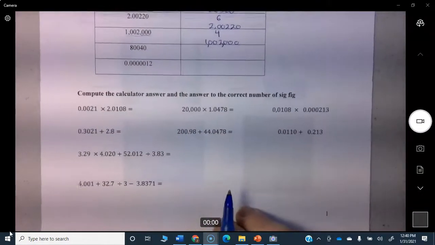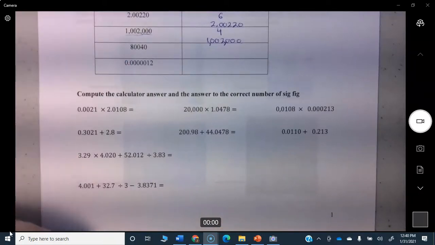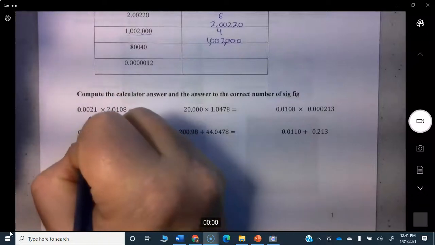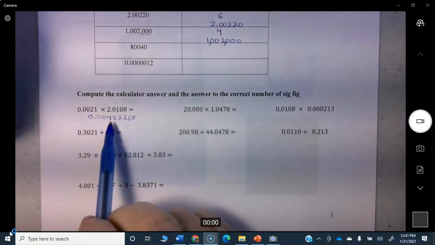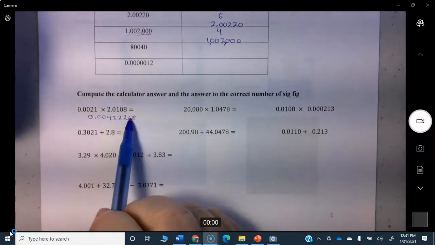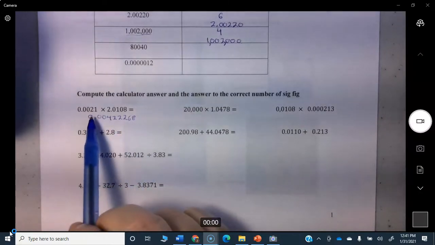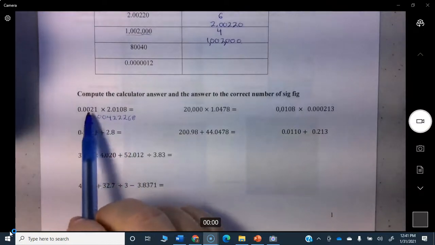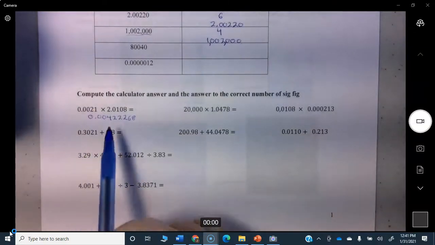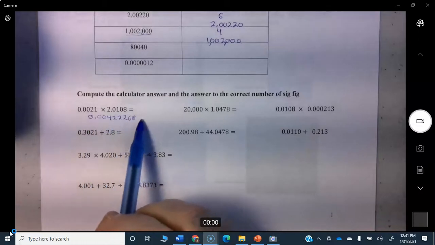Okay, let's go down here. Let's do some multiplications. So I'm going to do a few of these right here. So 0.0021 times 2.0108 equals, and it's going to equal this. All right, now we have to start limiting. So the significant figures you see here is 1, 2, 3, 4, 5, 6. Up here, this number has 1, 2, 3, 4, 5, and this one, these are not significant, only has 2. So this can only be to 2 significant figures.